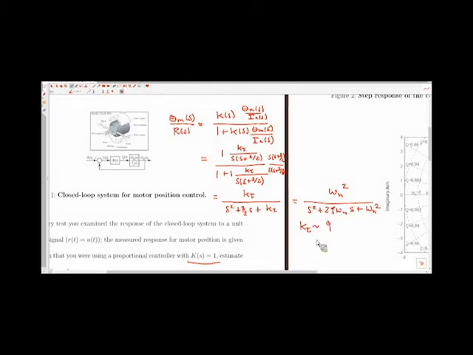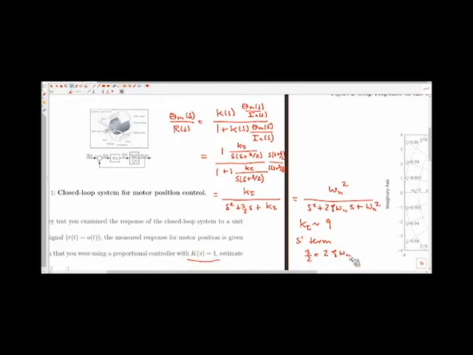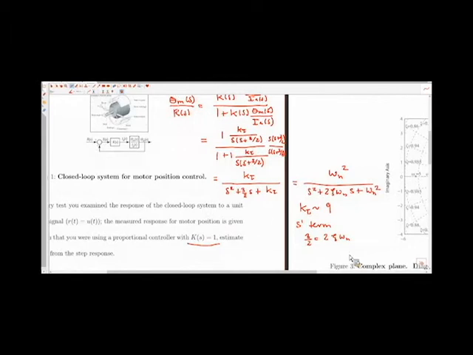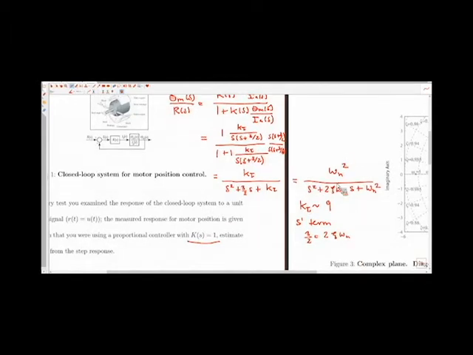So we have matching s to the 1 term. We have that 3/2 equals 2 zeta omega n. All right, so omega n is equal to 3. So that means this 3 and this 3 cancel. That means that zeta is approximately equal to 1/4.